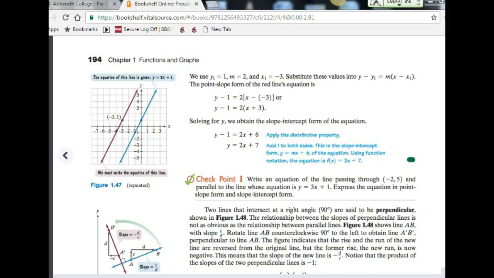Okay? And that's a pretty easy problem to be able to do if you know to use that point-slope form.